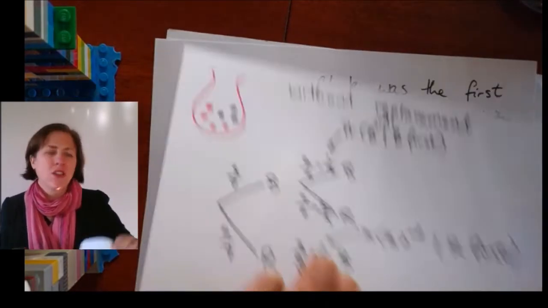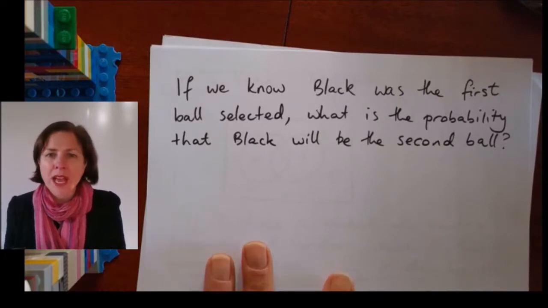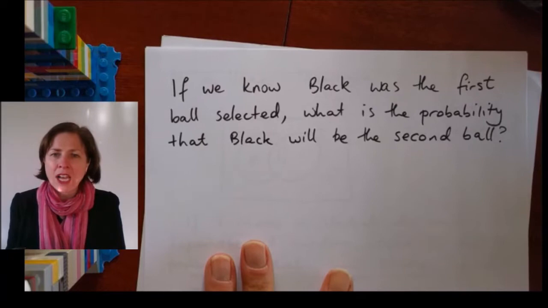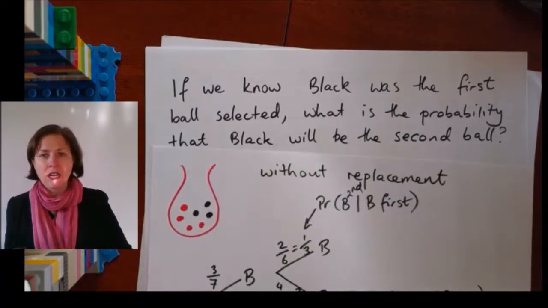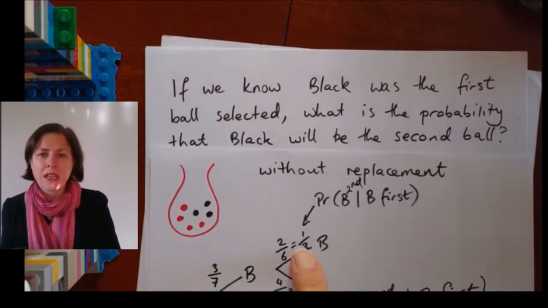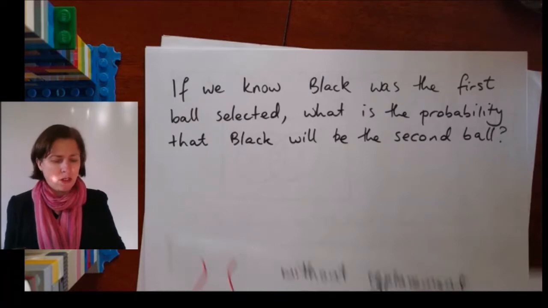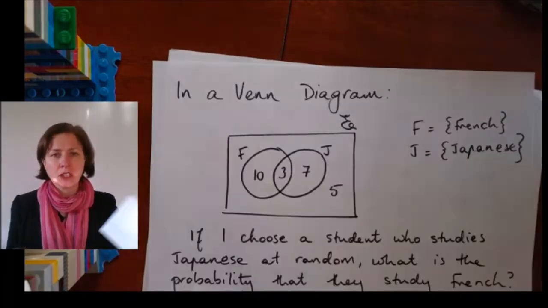This is just the idea of what conditional probability is. So if we know that black was the first ball selected, what is the probability that black will be the second ball? If I go back to my tree diagram, if I know that black was selected first, the probability of getting black the second time is 1/3. That's the nature of conditional probability questions.